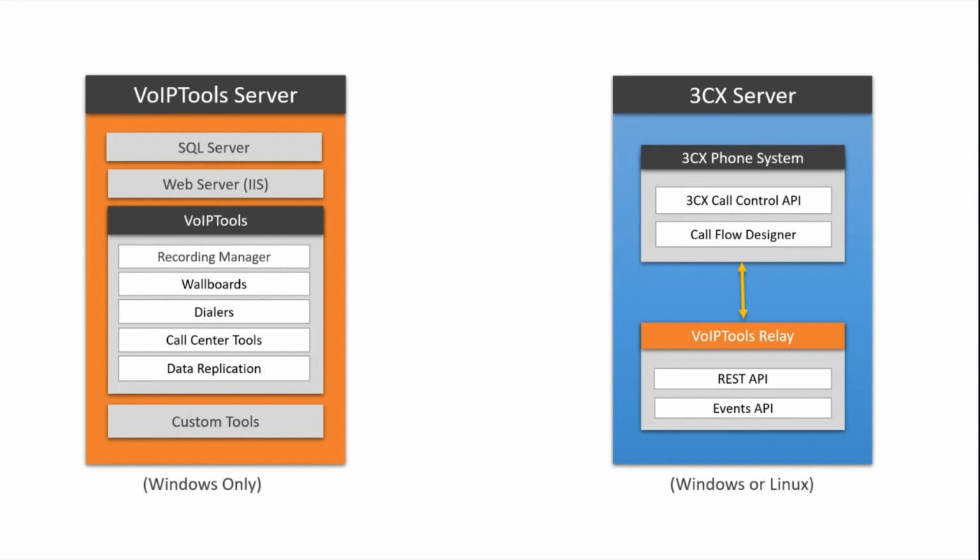But to be clear, our tools go on one server. The relay is the only thing that gets installed directly on the 3CX server. But how do these two servers communicate together? They do that over HTTPS, so it's an encrypted connection. And then we further require JWT authorization tokens. So it's a very, very secure platform.